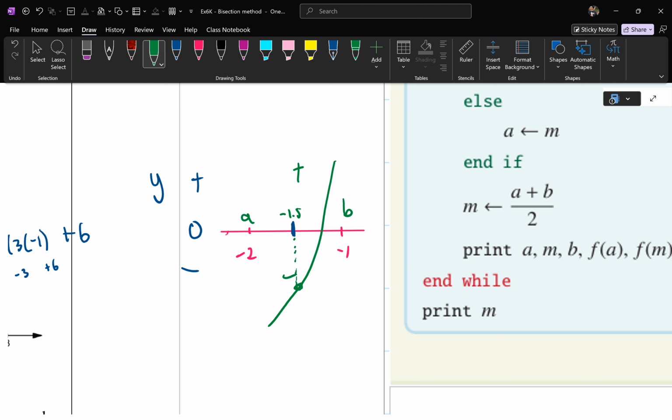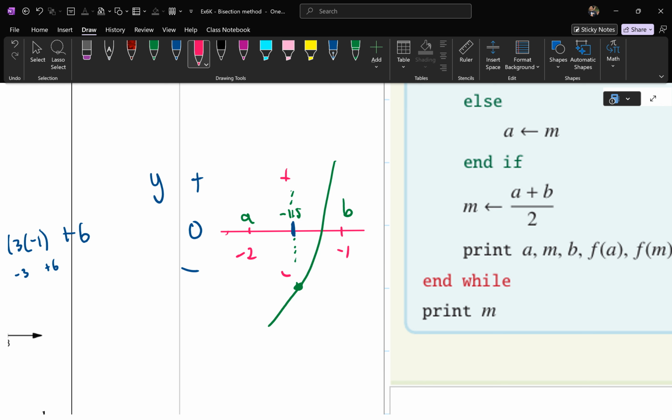Is the y value going to be positive or is it going to be negative? Because on the graph we can tell at -1.5 it should be negative, right? And so why is that important? It's because then instead of using -2, I know, remember we said the x-axis intercept has to be between a negative and a positive value. So what we do is we adjust the domain. We make it now from -1.5 to -1. Can you see what we've just done?